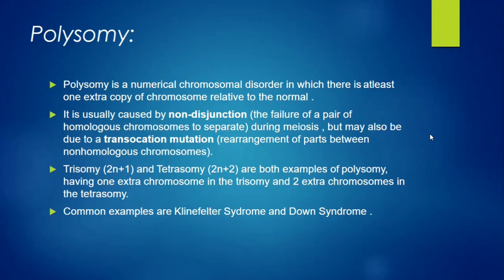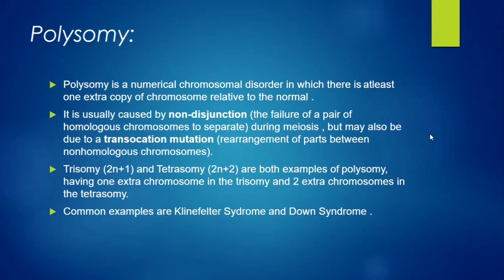So what is the reason for polysomy? It is usually caused by non-disjunction, which is the failure of a pair of homologous chromosomes to separate during meiosis. But it can also be seen due to translocation mutation, which is a rearrangement of parts between non-homologous chromosomes. So as you can see, there are two main causes of polysomy. Number one is non-disjunction, and number two is translocation mutation.